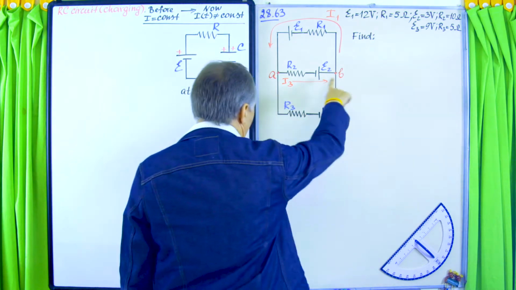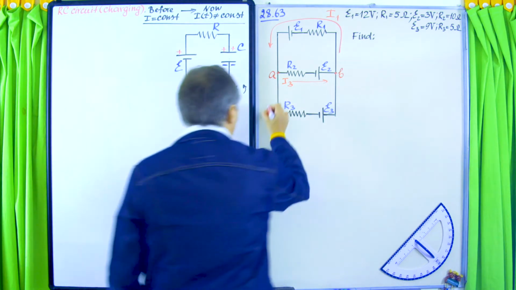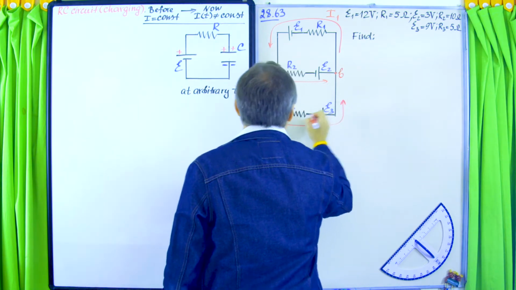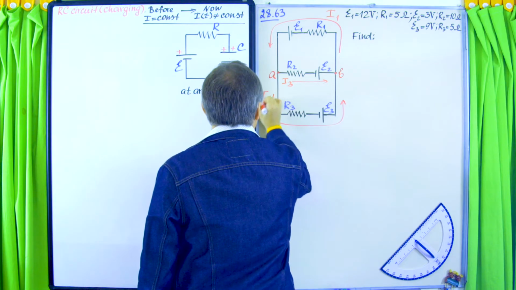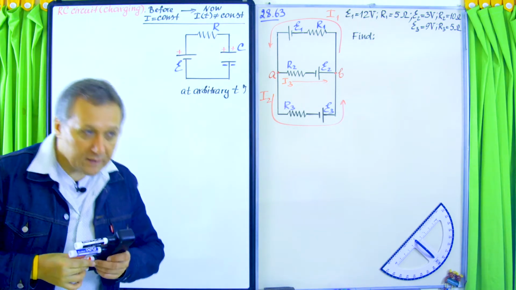And in this part of the circuit will be, of course, current I2. And which direction I picked? Okay, I picked this direction. But again, it doesn't really matter. You just need to pick a direction and use it. So these are my currents and these are my unknowns.